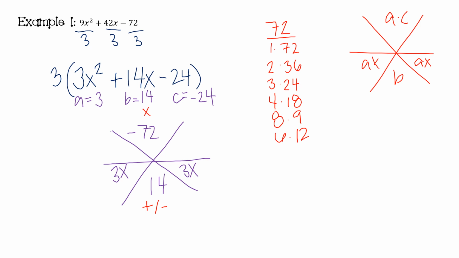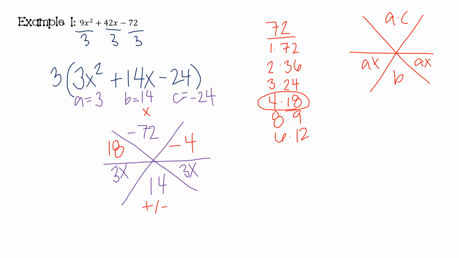We know we're going to need to subtract because the numbers are opposite of each other, because that's the only way that I can multiply to be a negative 72. So 18 minus 4 is 14. So these are going to be 18 and 4. And then which one needs to be negative? Since the 14 is positive, I need the bigger number to also be positive. So this would be 18 minus 4.